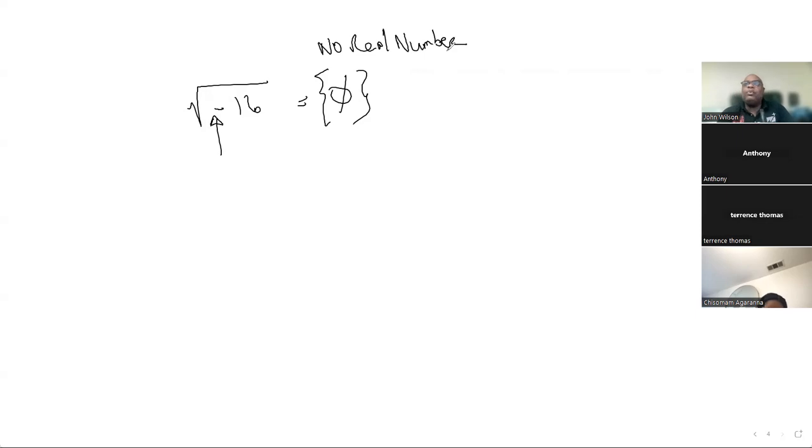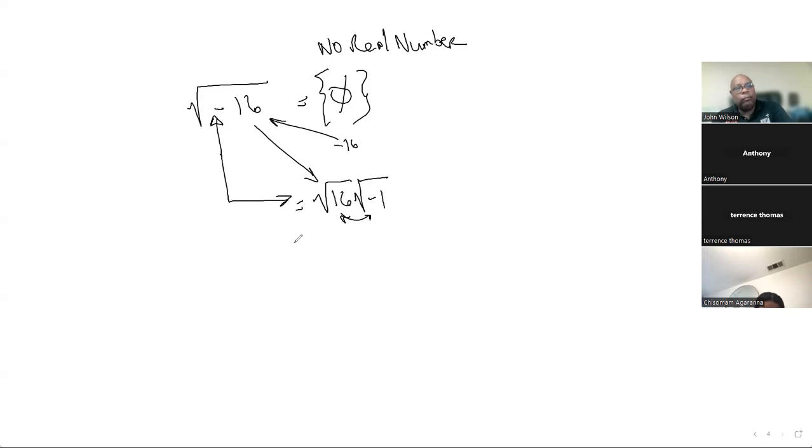Now we're going to imagine a world where we could break this square root down into 2 parts like we did before, right? You would have the square root of 16 times the square root of negative 1, because if you multiply 16 and negative 1, you get minus 16, which is what we have here. Any questions on that? So the answer would become 4 times the square root of negative 1.